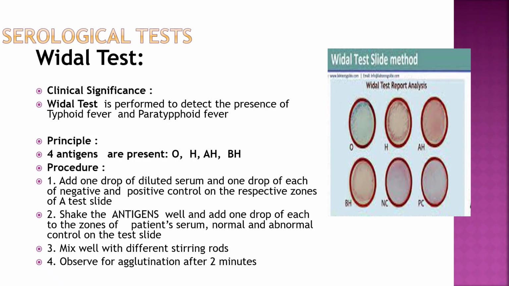Procedure: by the slide method, you have to add 1 drop of serum, 1 drop of positive control, 1 drop of negative control, so in total you take 4 drops of serum for the 4 antigens, and then add 1 drop each of O, H, AH and BH antigen, mix and wait for 1 minute and then see for the clumps. If clumps come within 1 minute, it is a positive test. O and H are for typhoid fever, AH is for paratyphoid A fever, and if clumps are there with BH, then it is for paratyphoid B fever.